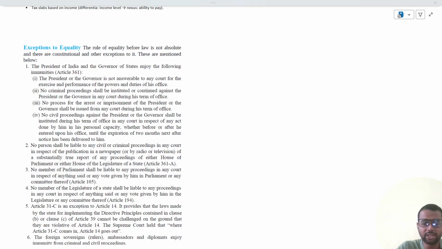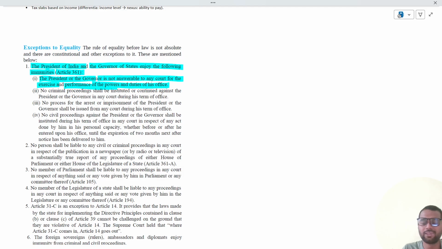The first exception is what we get under Article 361 of the Indian Constitution, which says that the President of India and the Governor of the state enjoy the following immunities. And what are the immunities they enjoy? The President or the Governor is not answerable to any court for the exercise and performance of the powers and duties of his office. Obviously, the President is the first citizen of the country, so he should be given some priority. So the first exception under Article 361 is that they are not answerable to any court for the exercise and performance of the powers and duties of his office.